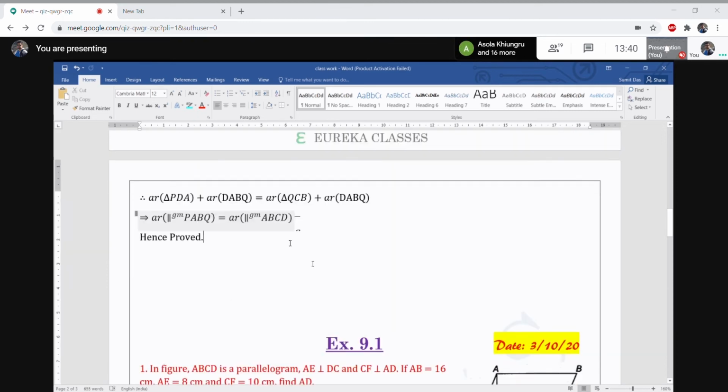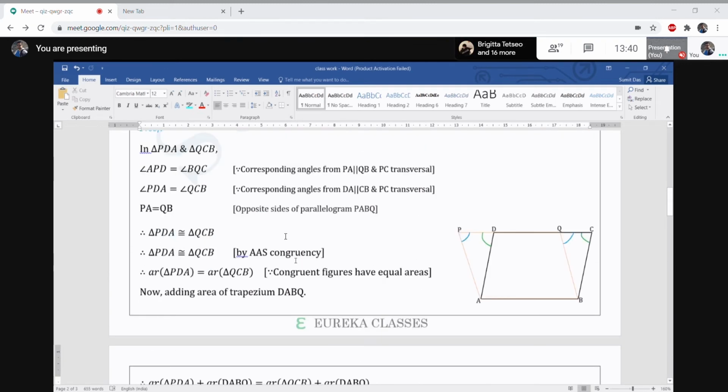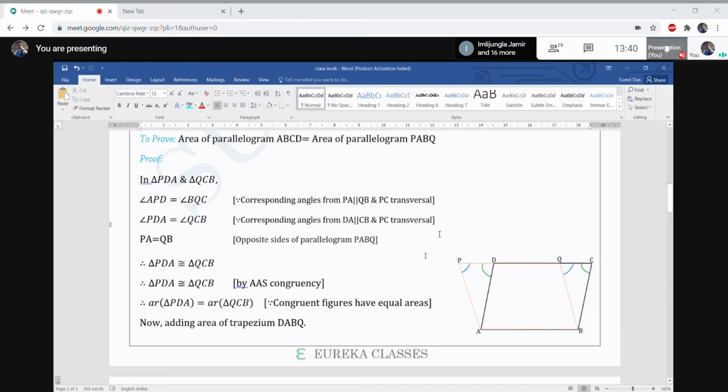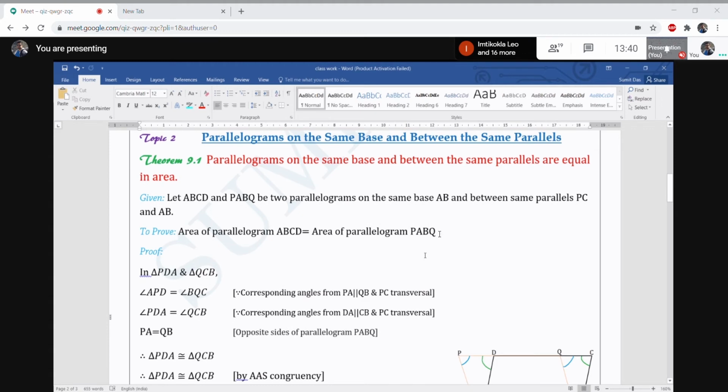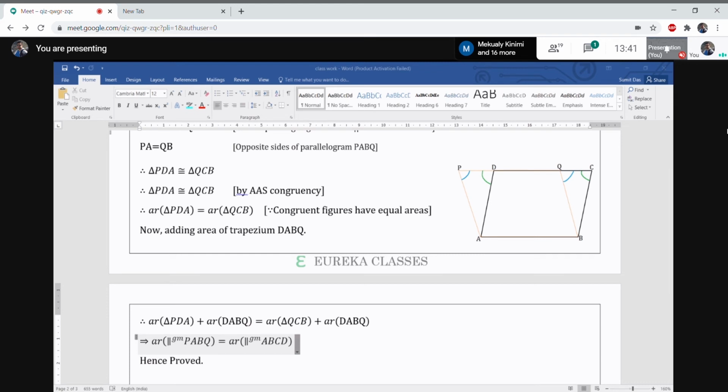Now, any doubt regarding this theorem 1? Based on theorem 1 only, we have exercise 9.1. Any doubt regarding theorem 1? Okay. Anyone else? Seems like besides Imli Jugla and Nocturnal, everyone is sleeping. No one is replying. Okay, then move on to the exercise question without delaying.